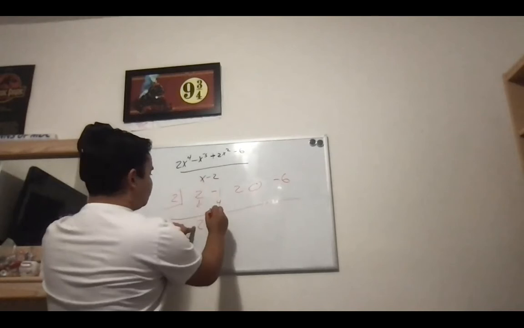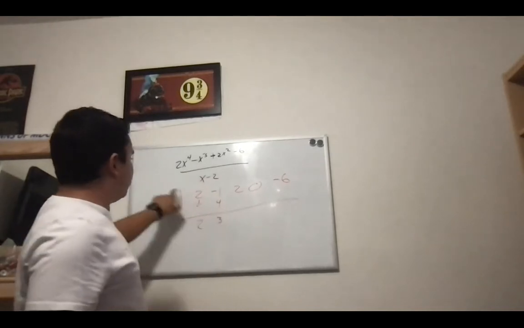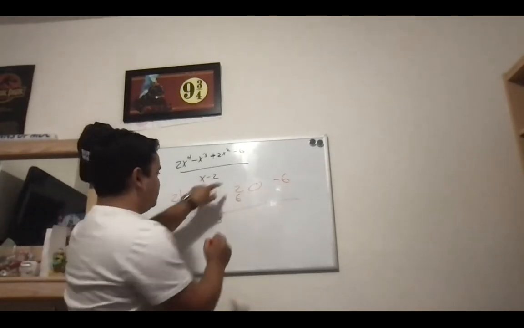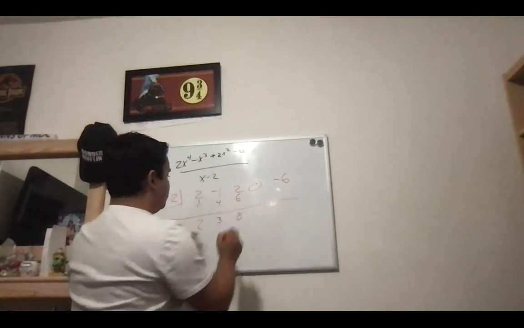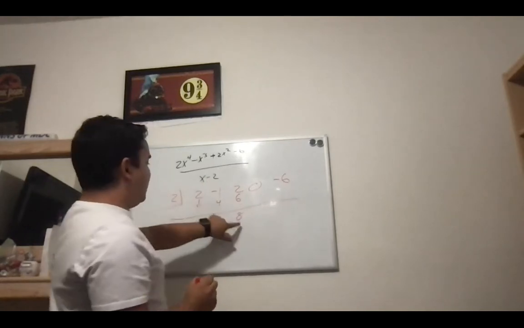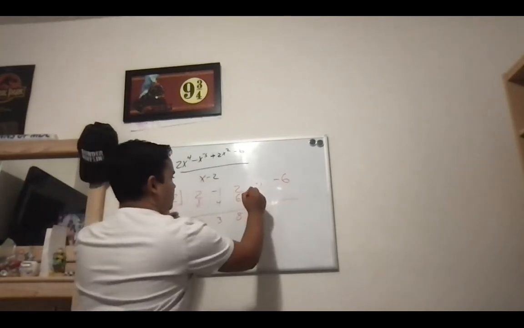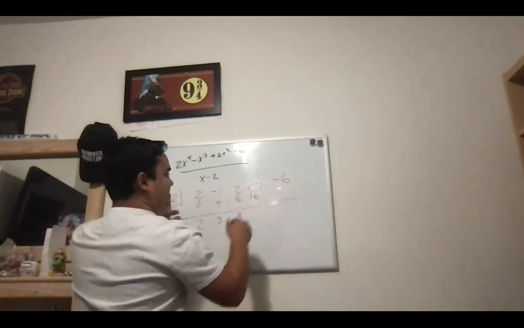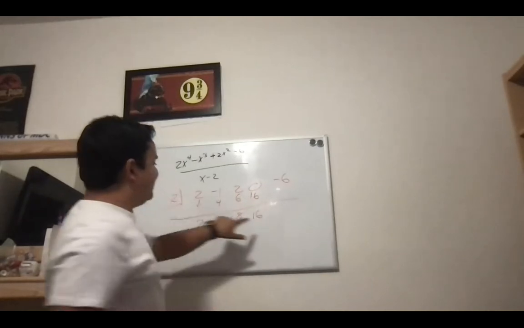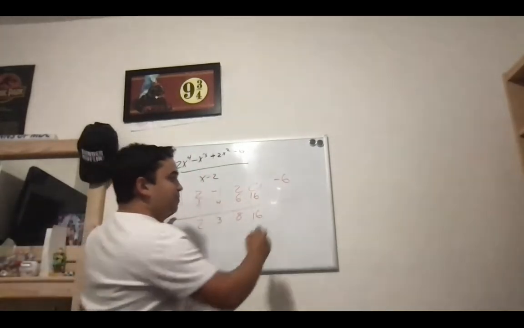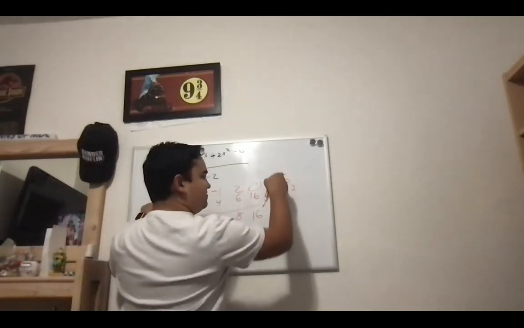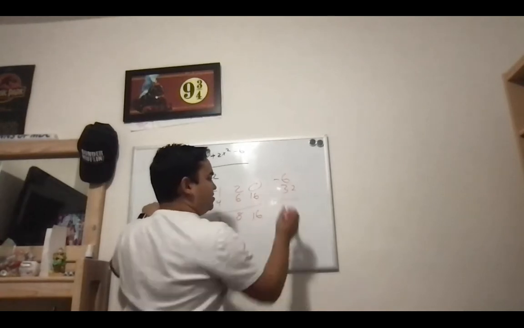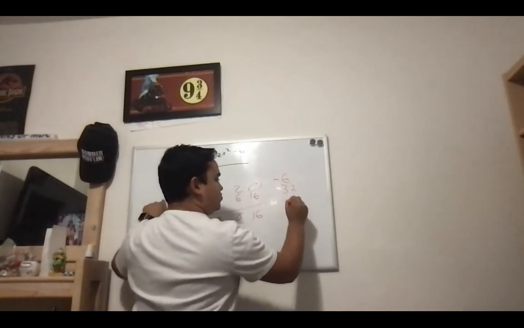Negative 1 plus 4 is positive 3. 3 times 2 is 6. 2 plus 6 is 8. 8 times 2 is 16. 0 plus 16 is 16 because of additive inverses. 16 times 2 is 32. And then negative 6 plus 32 is just positive 26.